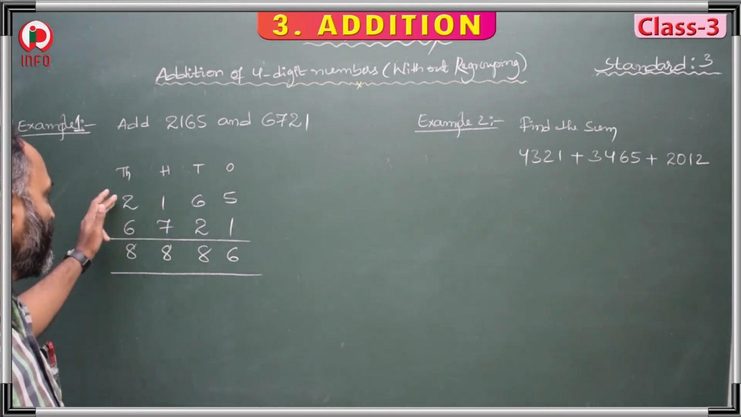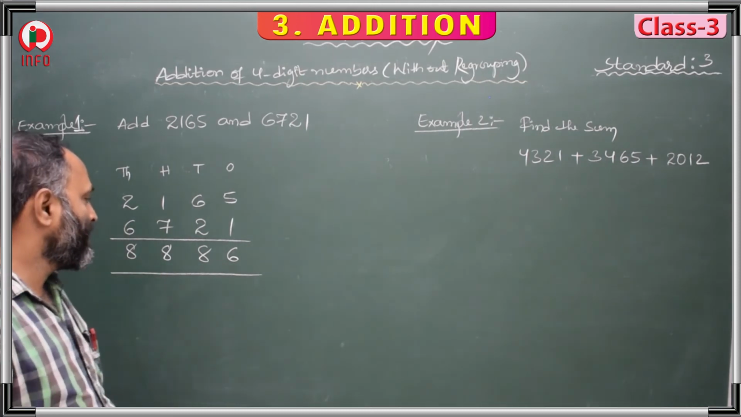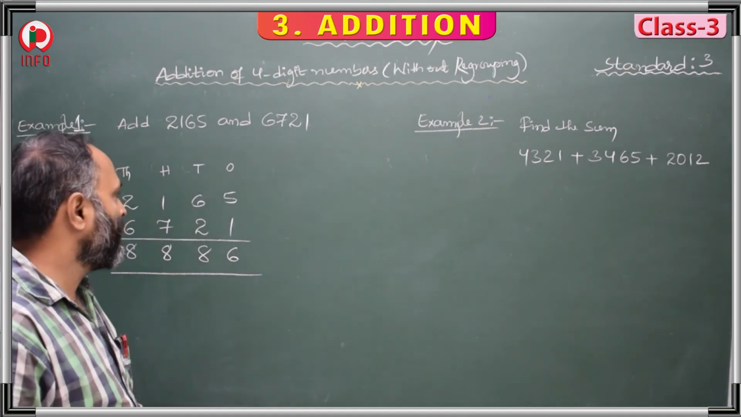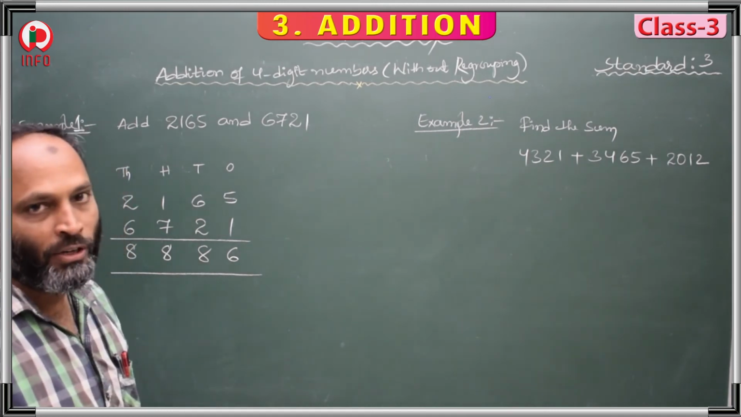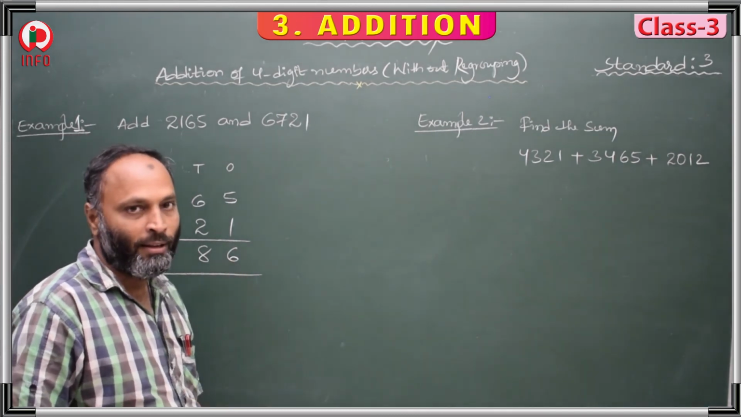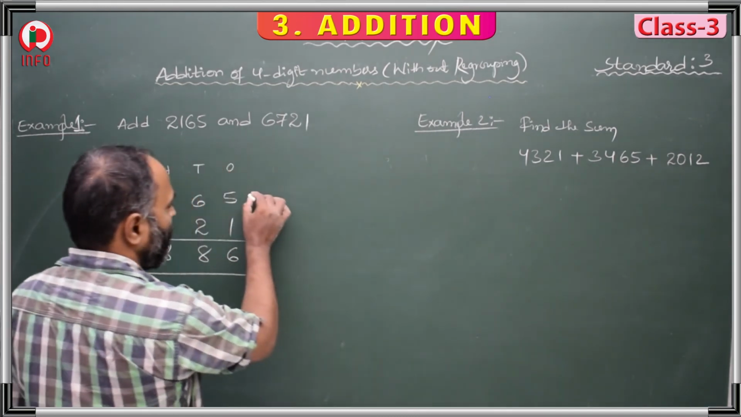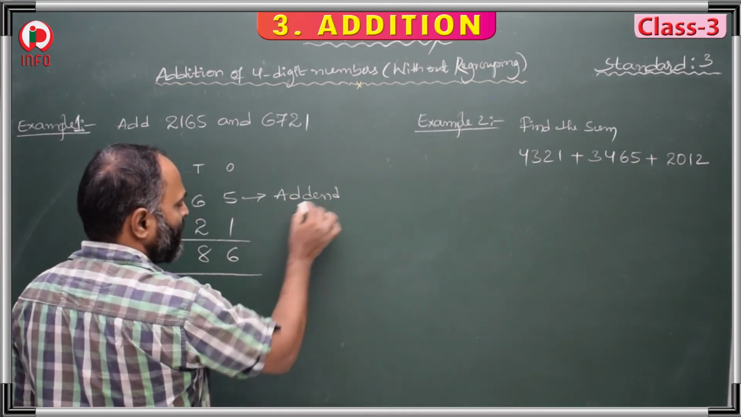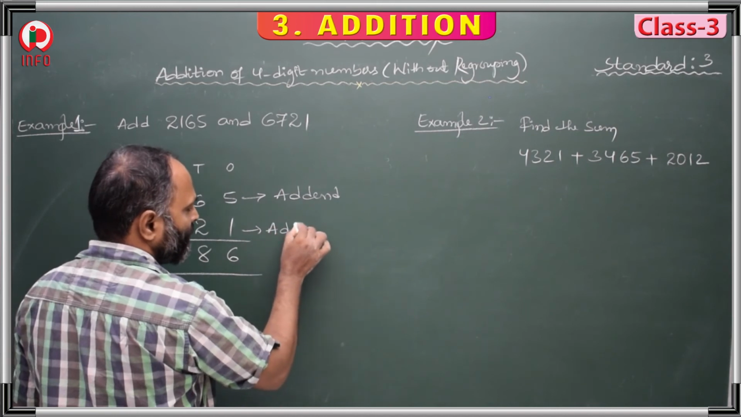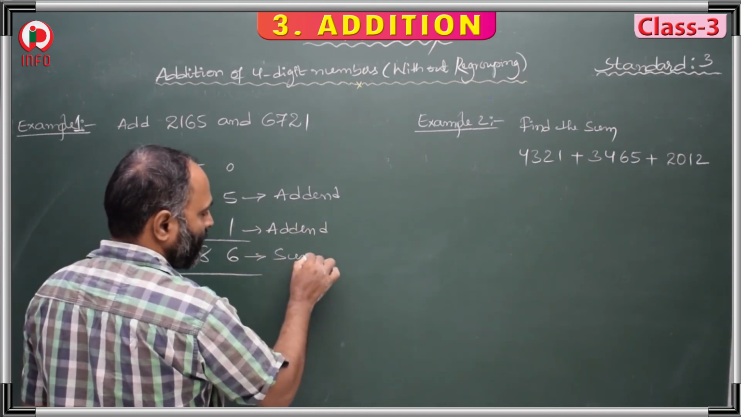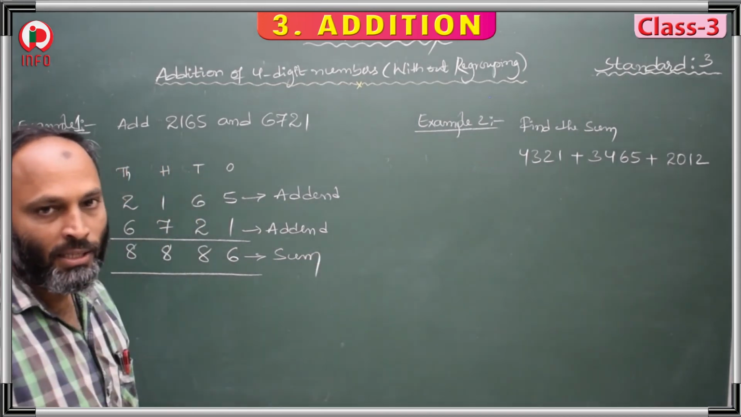2 addends. If 2 addends are added, the sum is 8886. This is our sum. When we add 4-digit numbers without regrouping, this is the addend, this is our second addend, and this is our sum.